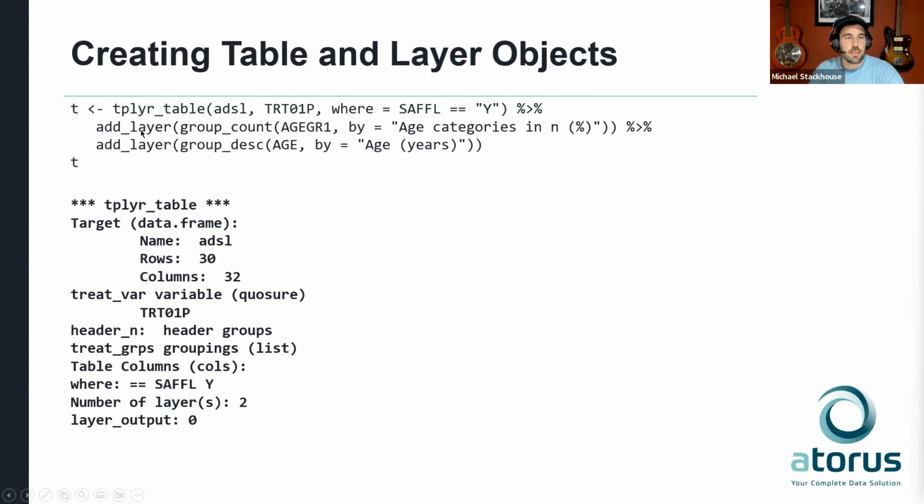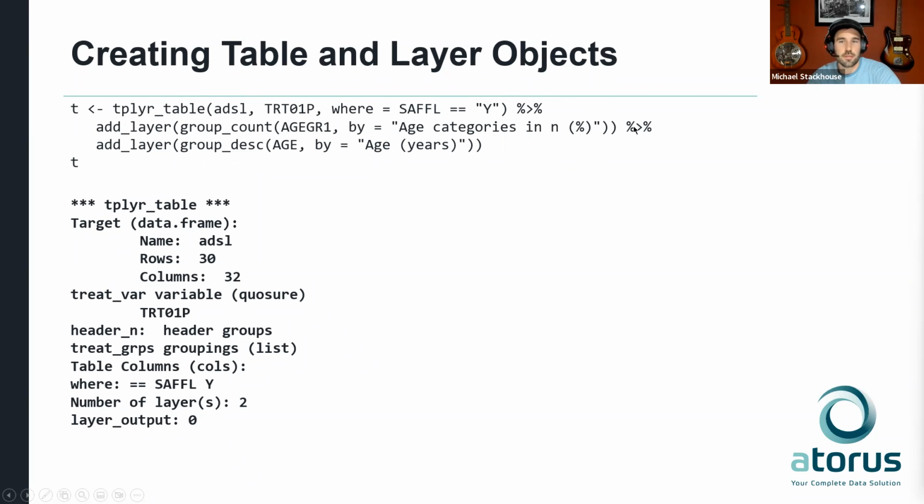Using pipes, you can go into add_layer, and then we'll say group_count. And for here, we want to summarize AGEGR1. Note that in add_layer, when you're declaring group_count, you don't need to specify the parent because add_layer is already telling you what the parent tplyr_table is. So add_layer, group_count, and then we're going to summarize AGEGR1. And then in here, we have age categories in n%.